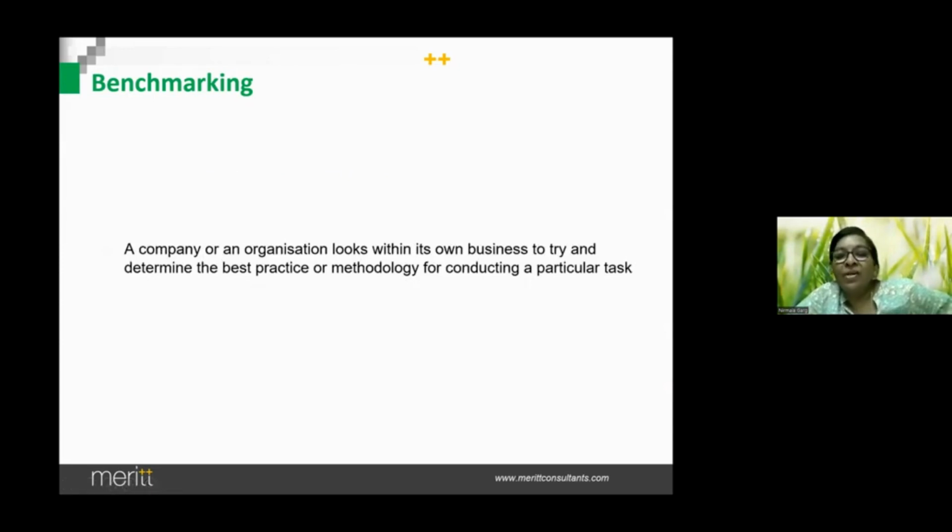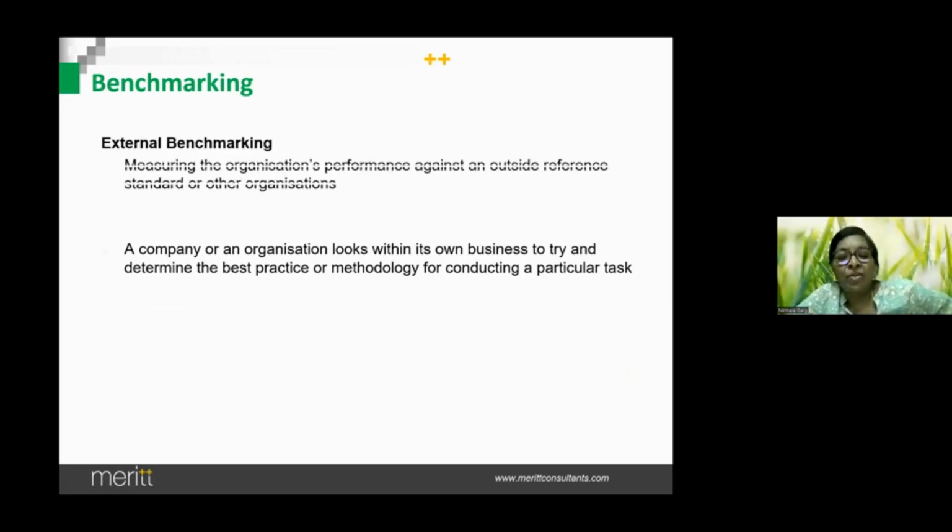So a company or an organization looks within its own business to try and determine the best practice or methodology for conducting a particular task, which is called internal benchmarking. And then you do external benchmarking. External is measuring your own performance with an outside reference. And this reference and standard should also align with your own organization.